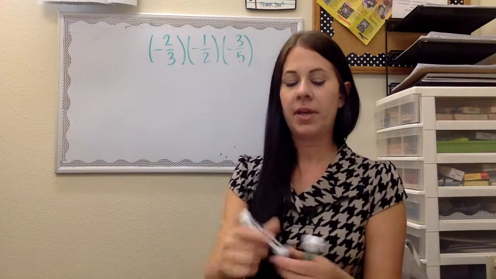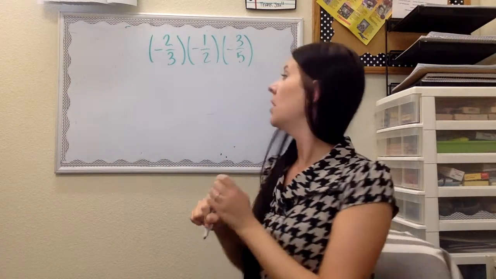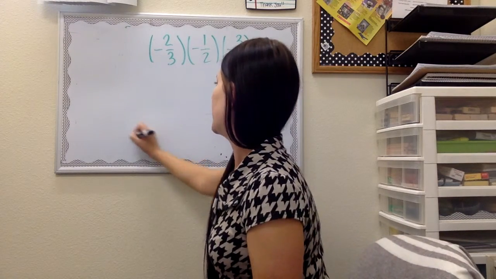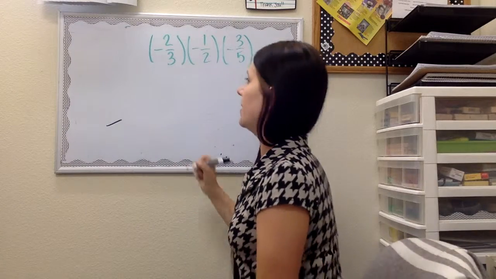All right, hopefully you attempted it. So there are 3 negatives. It's an odd number, so we know our answer is negative. So let's write that so we don't forget.